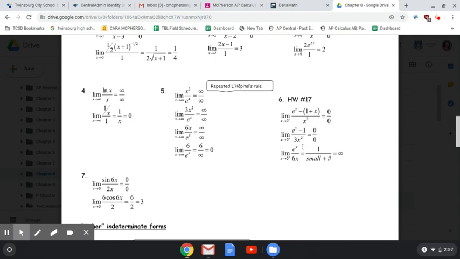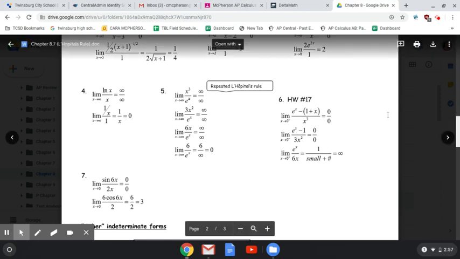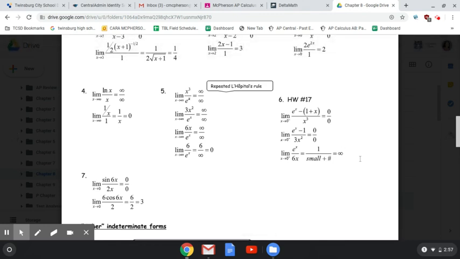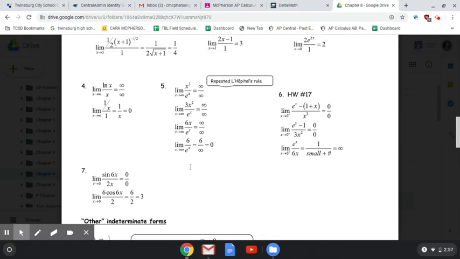This time I don't get 0 over 0. e to the 0 power is 1. The bottom is going to be a really small number because you're putting something in that's really close to 0. Multiplying it by 6 is still close to 0. As the bottom shrinks and the numerator stays the same, you're going to get something that gets bigger and bigger and goes to infinity. That's not an indeterminate form. That's actually the answer.